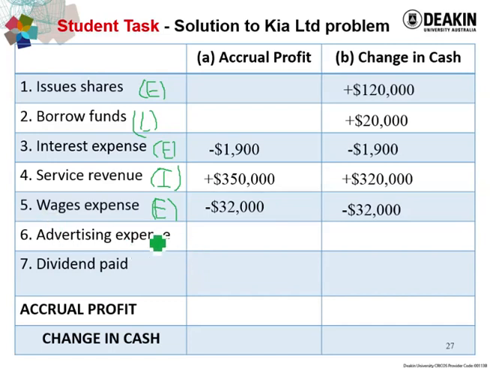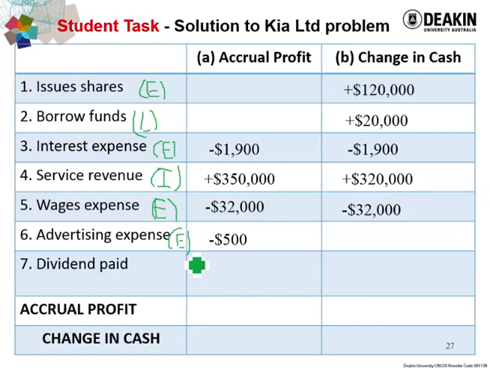Next, you have advertising expense. You have incurred the expense. So again, expense will reduce your profit. What happens to your profit? Your profit will decline by $500. But have you paid for the advertising? No, you have not, because you only pay for the advertising next month. So there is no effect on cash at the moment.